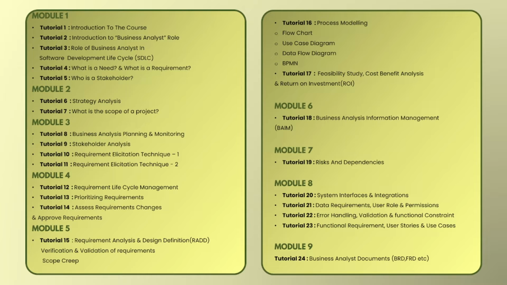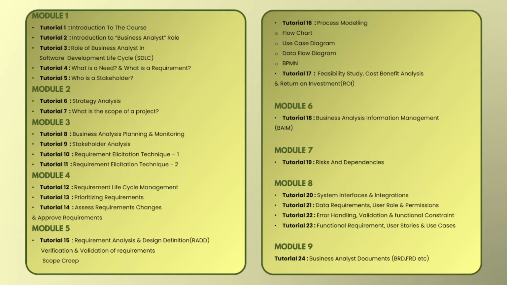In module 1, we saw the introduction to business analysis, ideal for beginners or those from non-IT backgrounds. In module 2, we covered strategy analysis, where we discussed defining business needs and recommending solutions. In module 3, we explored business analysis planning and monitoring, where we discussed planning BA work, identifying stakeholders, and tracking performance. In module 4, we covered requirement lifecycle management, guiding how to manage and control requirements throughout a project. In module 5, we discussed requirement analysis and design definition, like defining, validating, and designing solutions while avoiding scope creep.